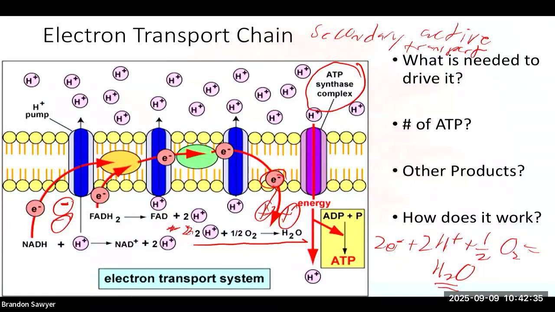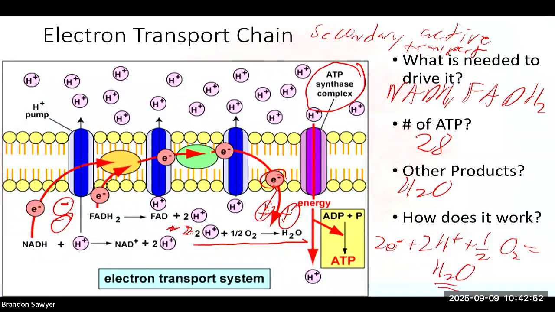Okay, a couple key things here is we make 28 ATP here. Okay, we make some water. It's called metabolic water production. We need the NADH and FADH2 to drive this. And obviously we need oxygen.